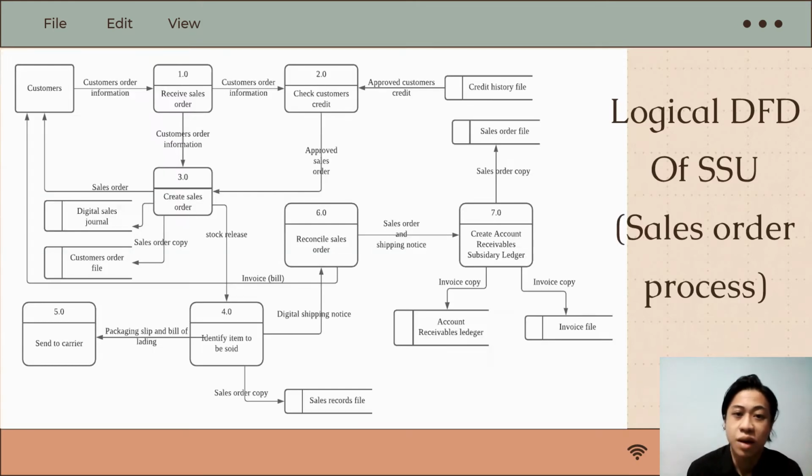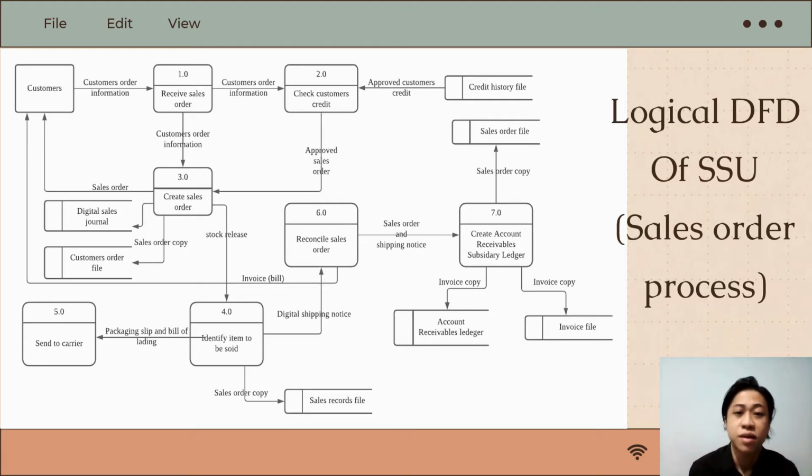account receivable. Logical DFD of SSU for sales order process is a more detailed version of the context diagram. The process starts with customers sending order information, and the sales department will receive the sales order. The system will check customers' credit before continuing. For approved customers' credit, the process will continue and create a sales order and file 2 copies of sales order into digital sales journal and customer order file.